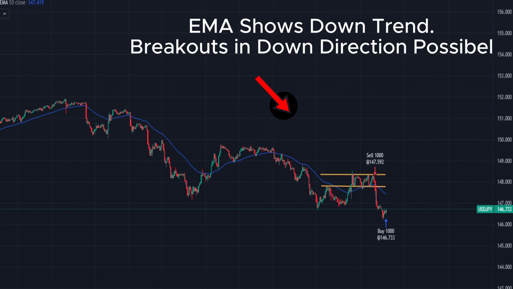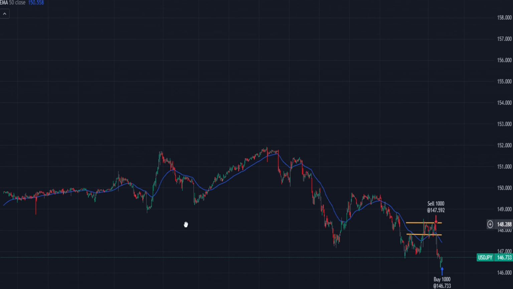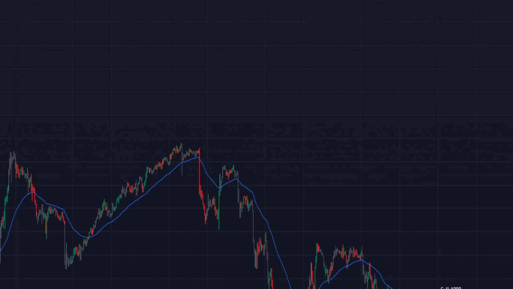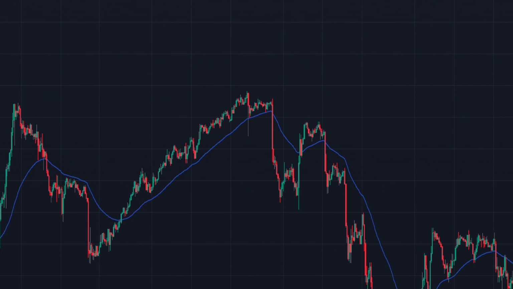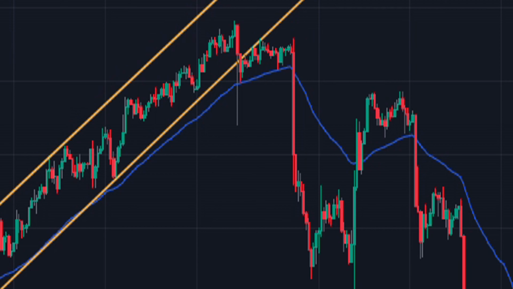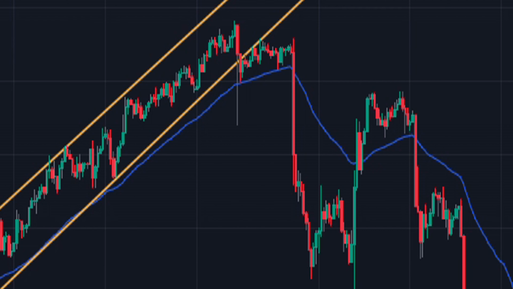Identifying breakout candidates. Look for a period of consolidation where the price is moving within a range. This is characterized by the price bouncing between a support and resistance level. Breakout confirmation. Wait for the price to break decisively above, for a bullish breakout, or below, for a bearish breakout, the MA line. This breakout signifies potential strength in the trend direction.